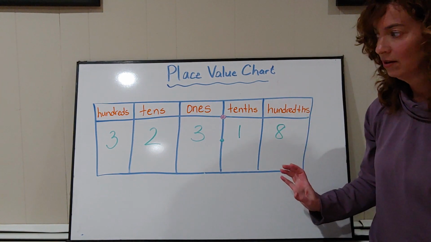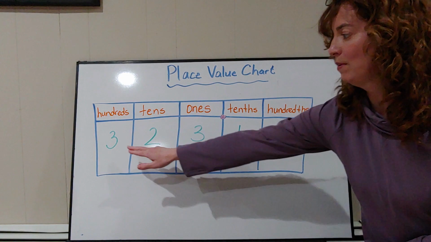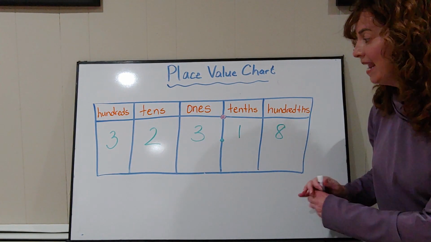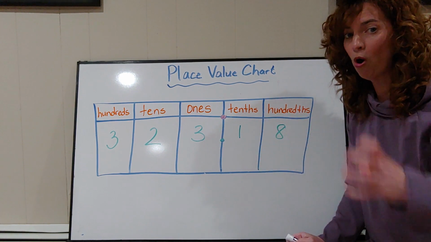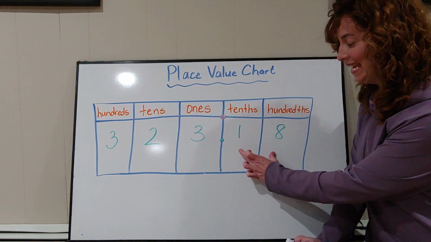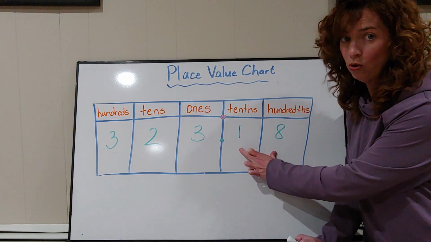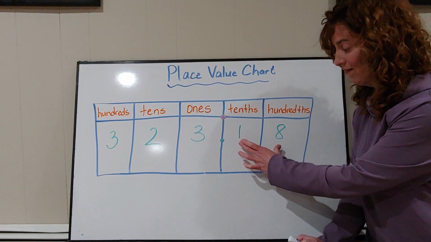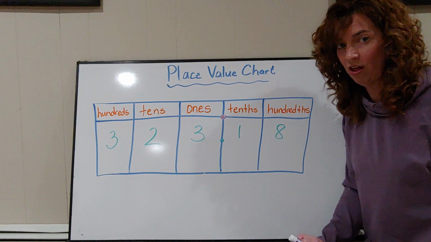So there's our place value chart. Think of money. So if this was dollars and cents, it'd be $323.18. Now, decimals means part of a whole. So if you have 18 cents, you don't have a whole dollar, right? You only have part of a dollar. You have 18 parts of the dollar.